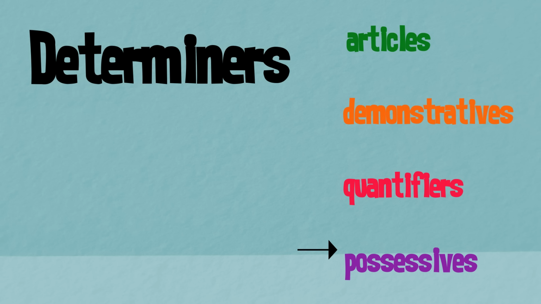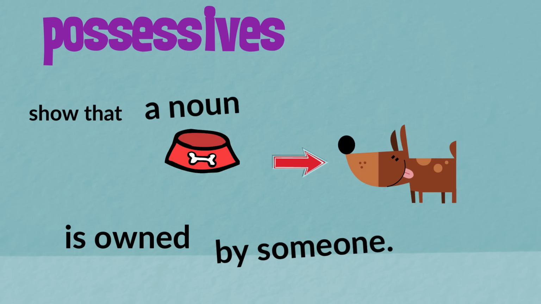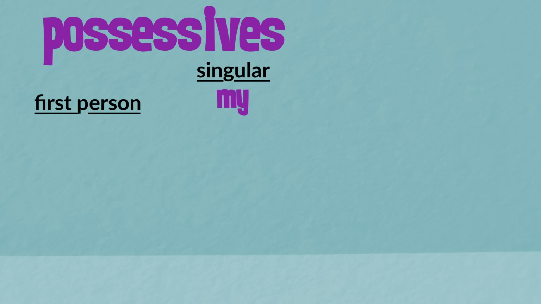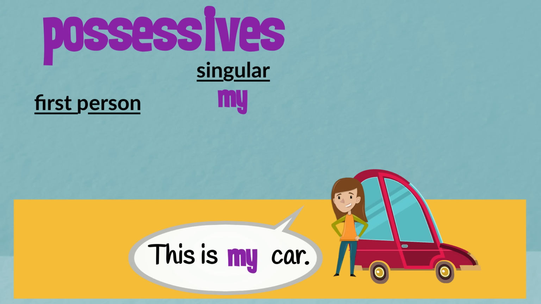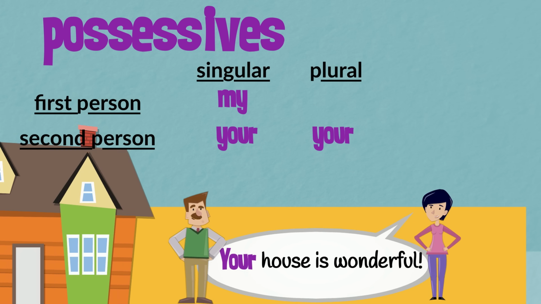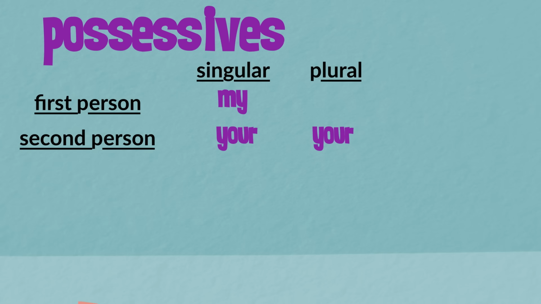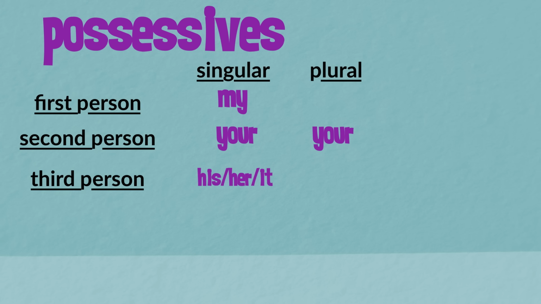Let's now look at the fourth type of determiner, possessives. Possessives show that a noun is owned by someone or something. For singular first person, we use my. This is my car. For singular and plural second person, we use your. Your house is wonderful. For singular third person, we use his, her, and its.